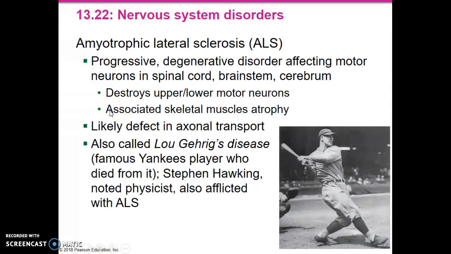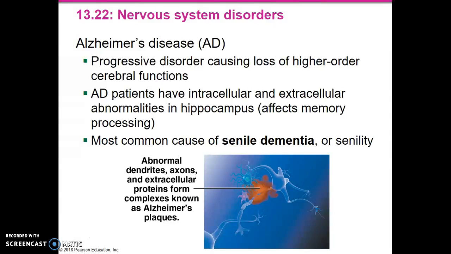Amyotrophic lateral sclerosis, ALS, is progressive and degenerative, affecting motor neurons, and it destroys both upper and lower motor neurons so that the skeletal muscles atrophy. This is also called Lou Gehrig's disease, from the famous baseball player who died from it. Stephen Hawking, a physicist, has ALS.